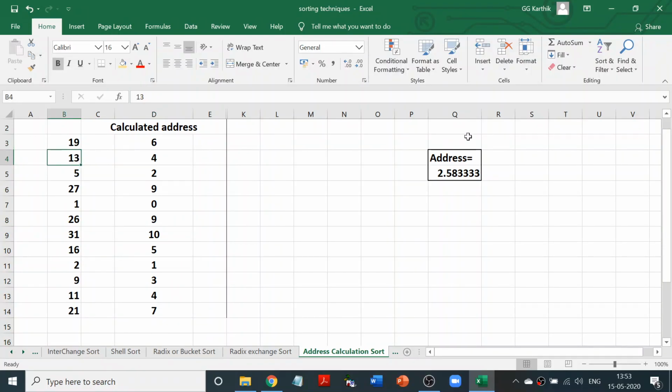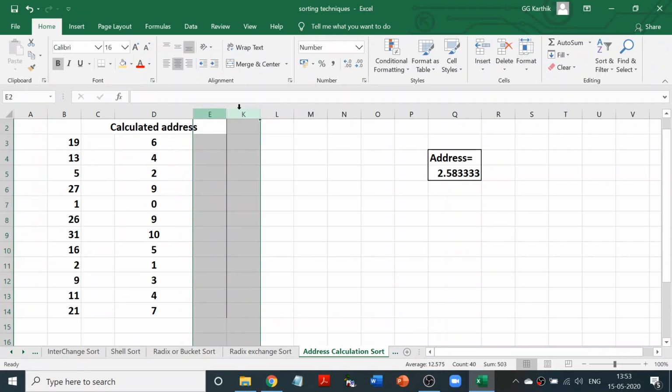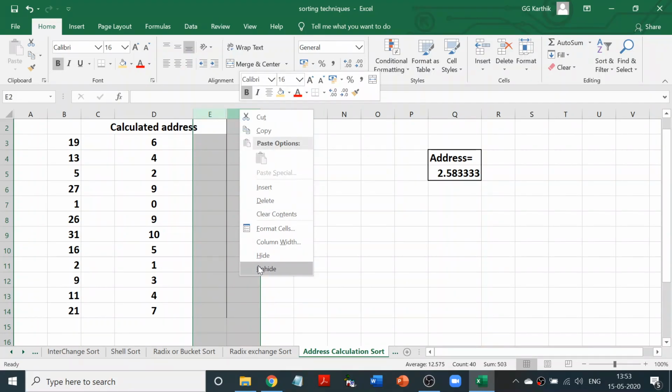For every number, divide by 3. 13 divided by 3, 5 divided by 3, 27 divided by 3, 1 divided by 3, and so on. So this is the address I get. I've hidden it so that it is not confusing. Till this point, you understand? First we calculated an address, highest number divided by the number of elements. That address was 2.5 something, let us consider it as 3, and every number has to be divided by 3. Lower bound or upper bound, anything is fine.